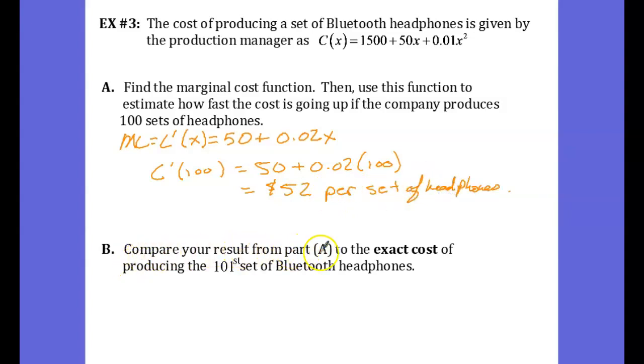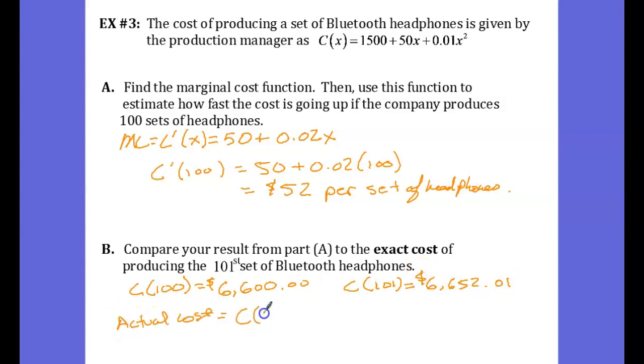Part B says compare your result from Part A to the exact cost of producing the 101st set of Bluetooth headphones. Well, remember, they're looking for the average rate of change here. So let's find C of 100. And so the cost of producing 100 of these is going to be $6,600 if we just substitute 100 into our cost function. And the cost of producing 101 is then going to be $6,652.01. And so the actual cost is going to be C of 101 minus C of 100. And so subtracting these, we get $52.01. So close to our marginal cost.